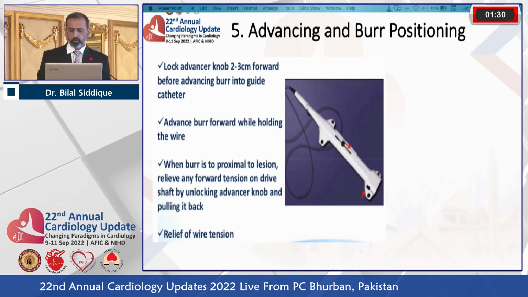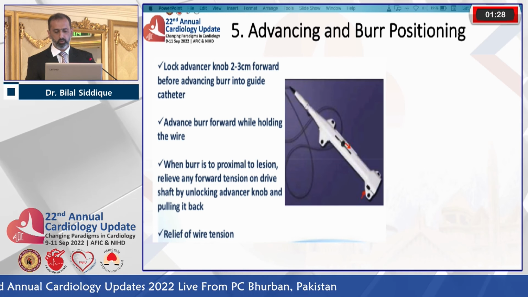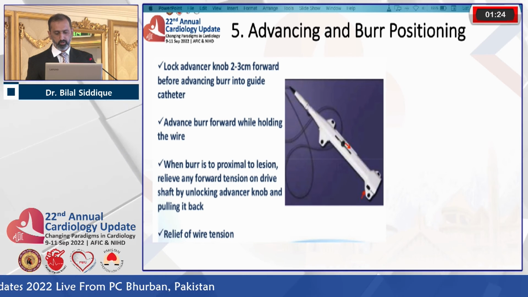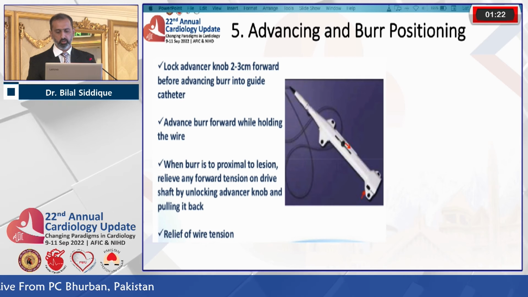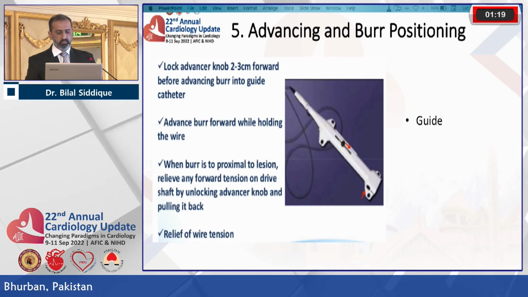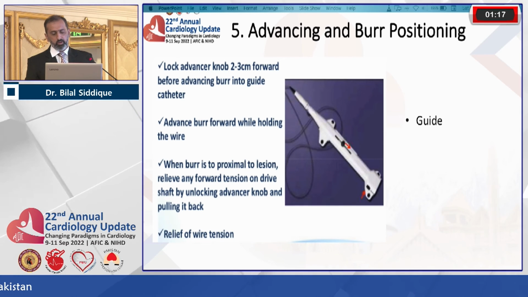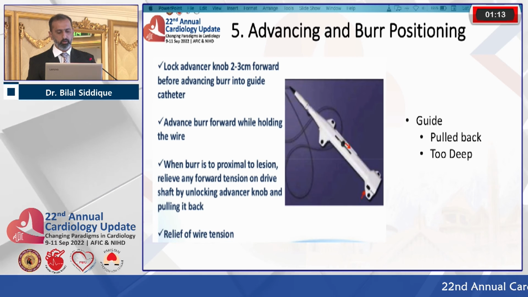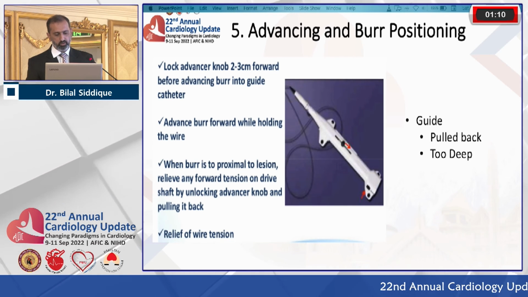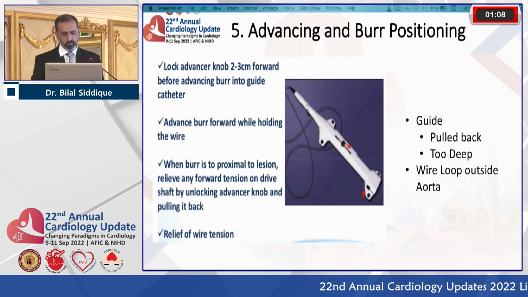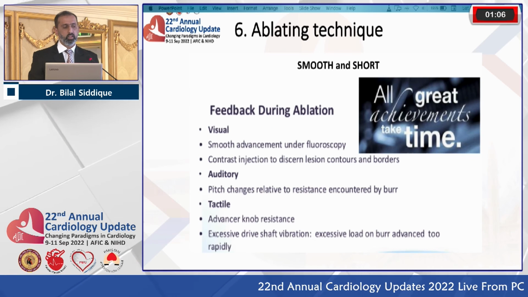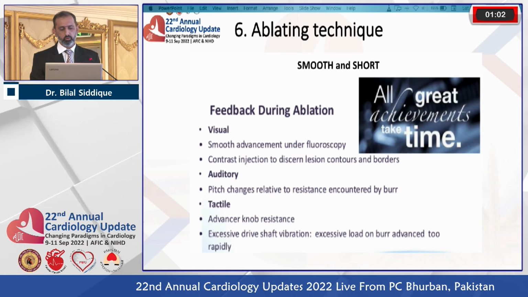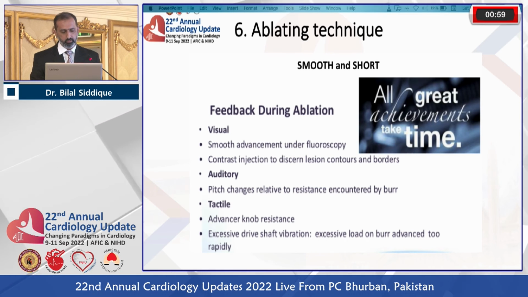Before advancing the burr and positioning it inside the vessel, lock the advancer knob, activate Dynaglide, advance the burr while holding the wire, and once the burr is proximal to the lesion, unlock the advancer knob. You have to be very careful while advancing the burr and look at the guide because it might be pulled back, or the burr might go too deep and cause a dissection, as there might actually be a wire loop outside the aorta. The ablating technique has to be smooth and short. The feedback should be taken from visual, auditory, and tactile cues.